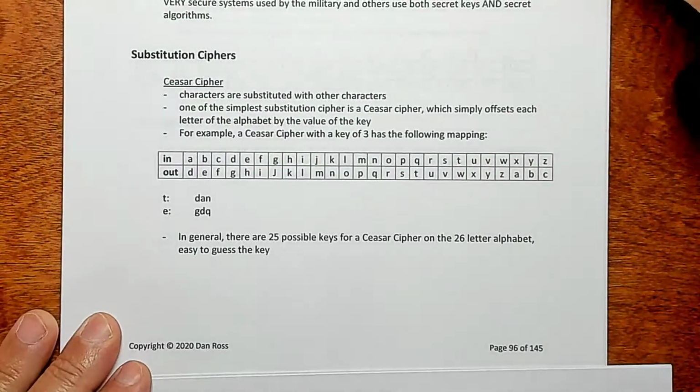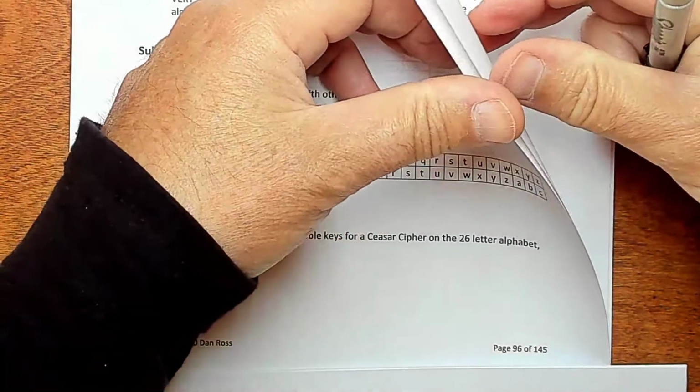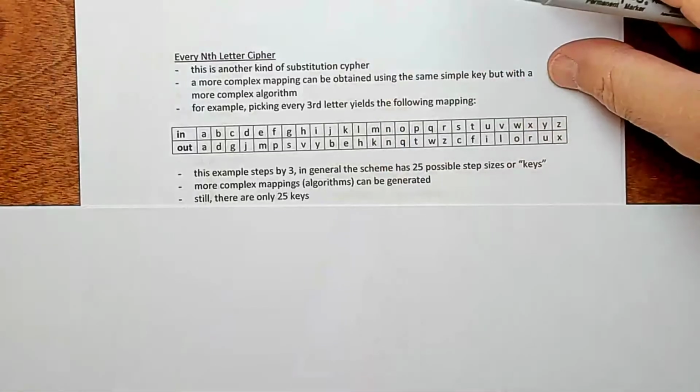Okay, but that's a substitution cipher. Here's another form of substitution cipher with a slightly different algorithm, but you could use the same kind of key.